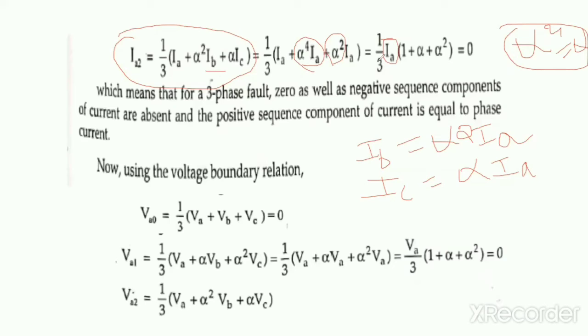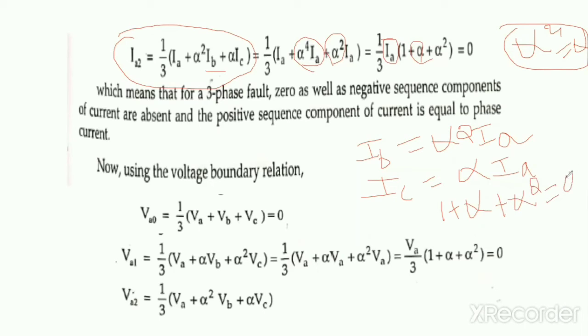Therefore, the equation is 1 by 3 into IA into 1 plus alpha plus alpha square. In this, alpha power 4 is replaced by alpha. Therefore, IA2 is equal to 1 by 3 into IA into 1 plus alpha plus alpha square, and we need the value of 1 plus alpha plus alpha square.